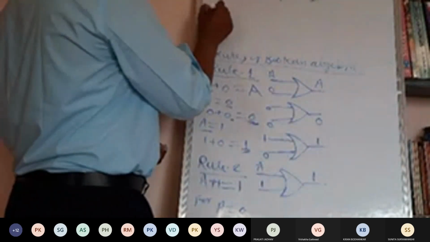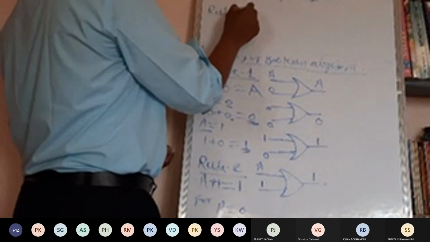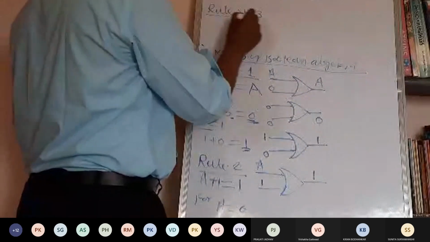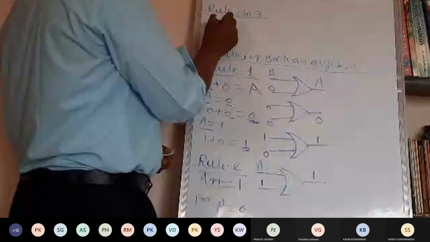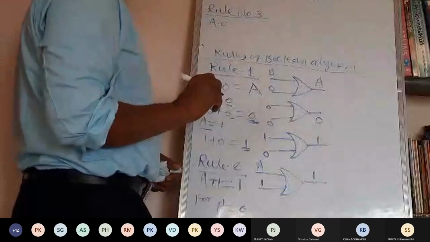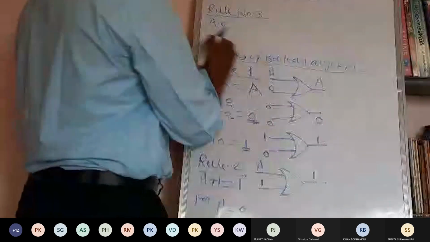Then next rule number 3, a into 0. A into 0 is 0. Anything into 0 is always 0.